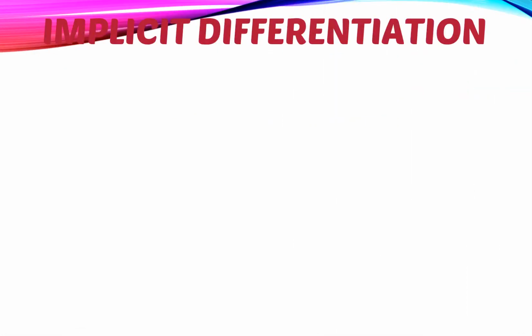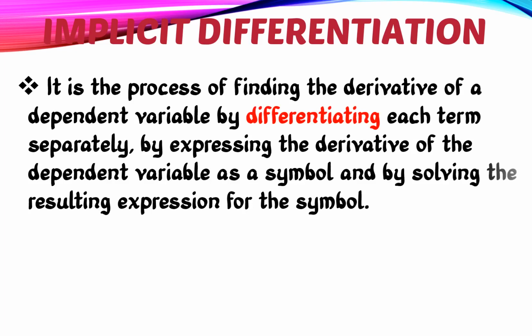So what is implicit differentiation? We define this as the process of finding the derivatives of the dependent variable by differentiating each term separately, or by expressing the derivative of the dependent variable as a symbol and by solving the resulting expression for the symbol.